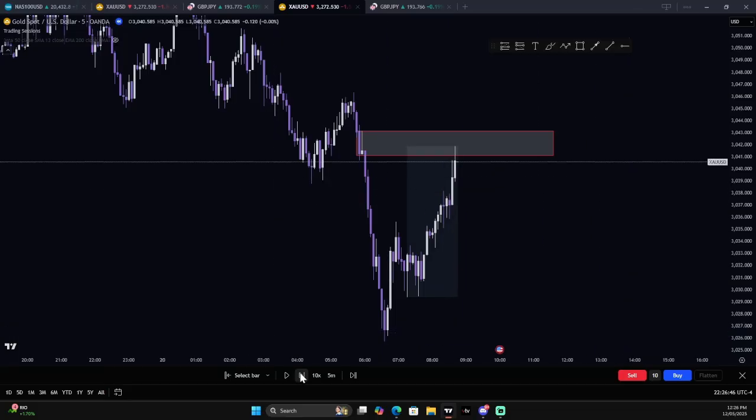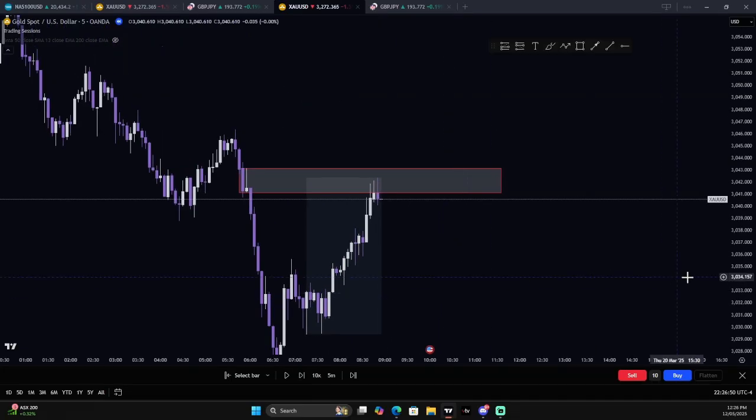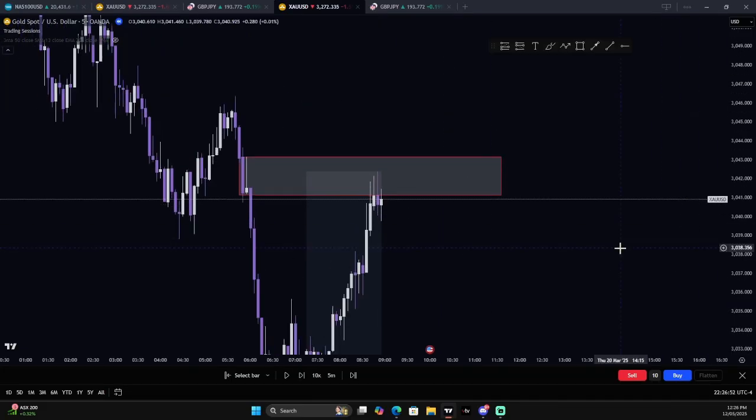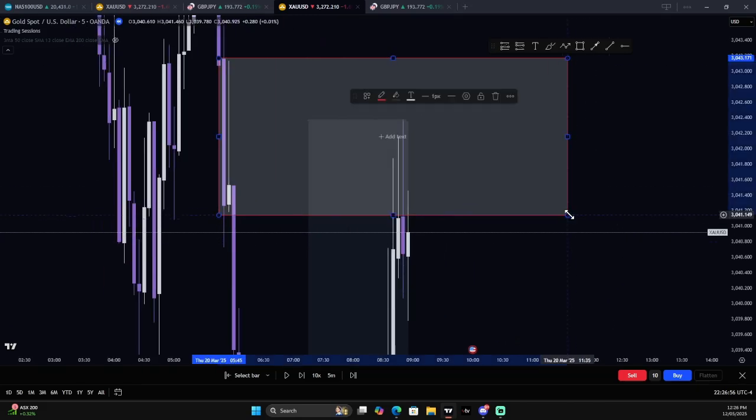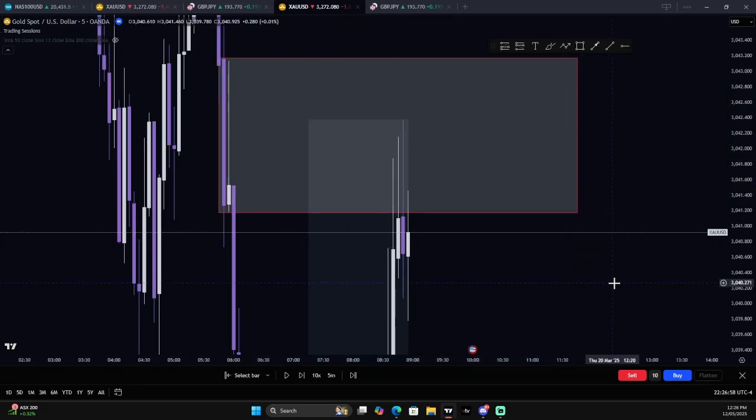So then we do wait for price to reach the zone. And as you can see, we do have a few rejections. Now, even though there are multiple rejections, as long as none of the candles actually close within the zone, it is still a valid setup.